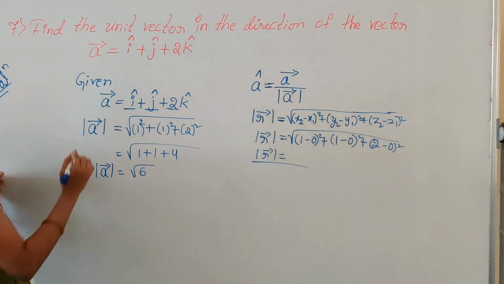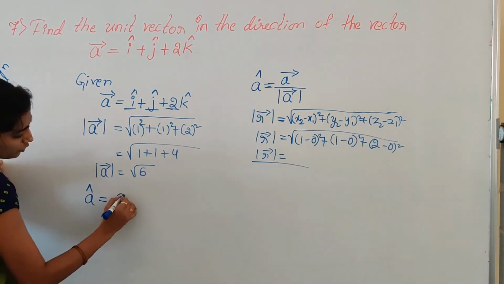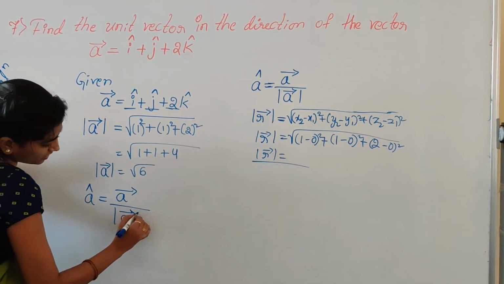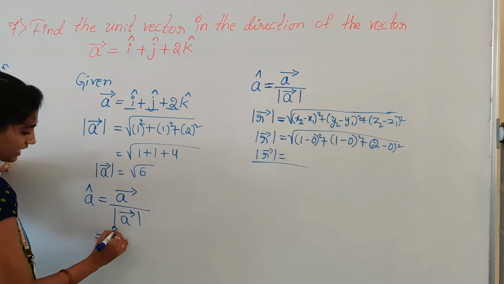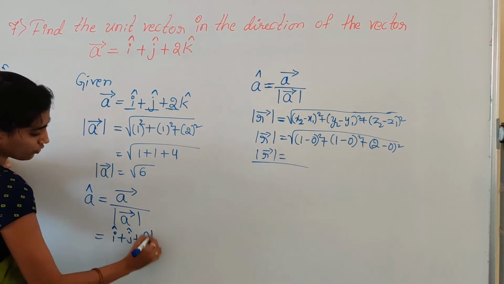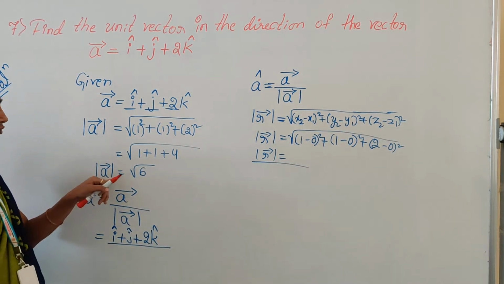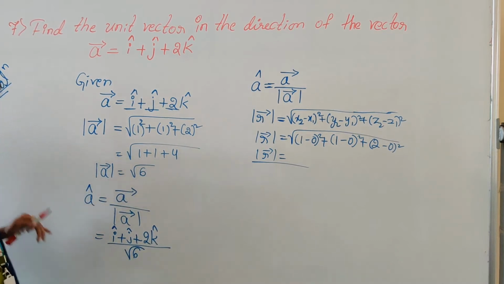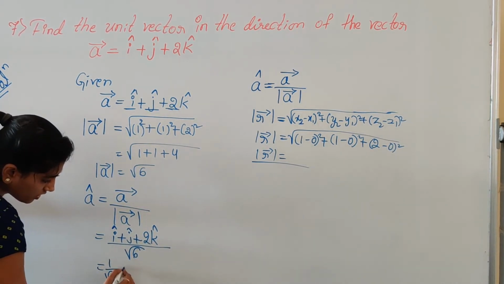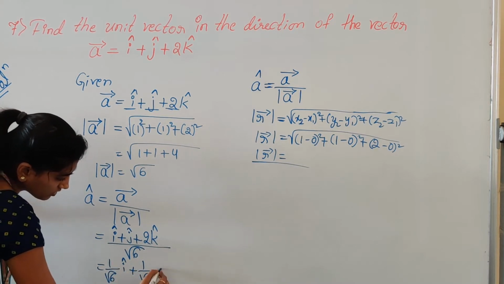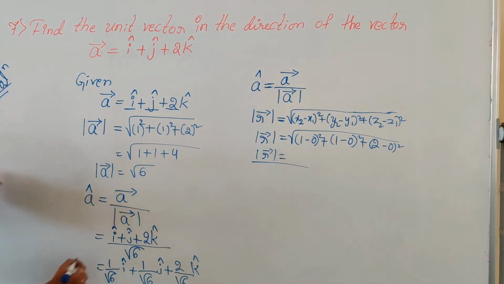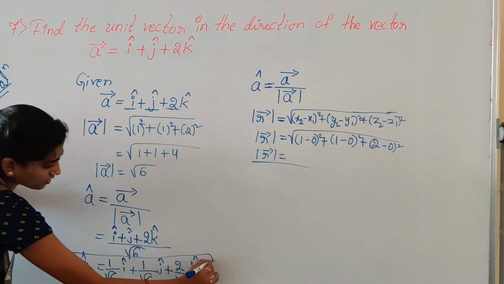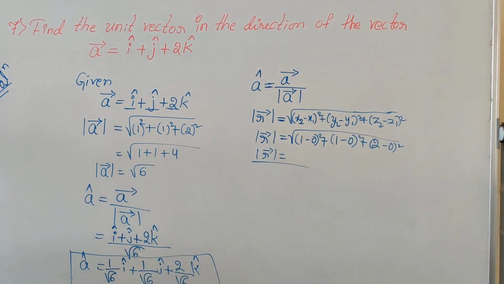Right. Now we have to find the unit vector. So the formula is A cap is equal to vector A divided by magnitude of vector A. So here vector A value is i cap plus j cap plus 2 k cap divided by magnitude of vector A, which is square root of 6. Now 1 by root 6 i cap plus 1 by root 6 j cap plus 2 by root 6 k cap. So this is the unit vector. A cap is the unit vector. The next one.